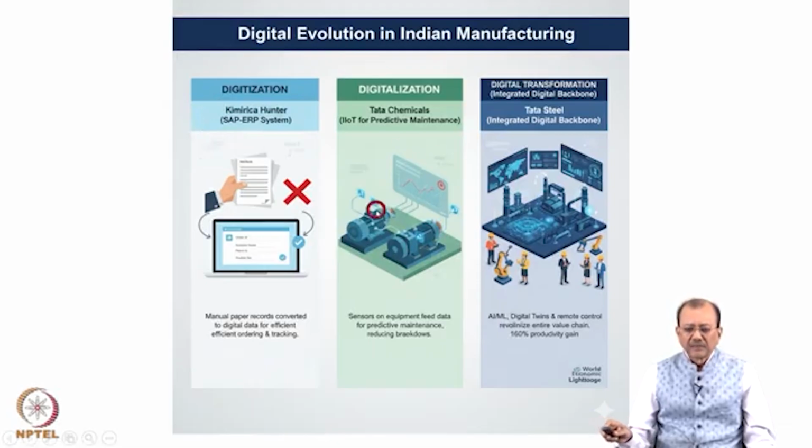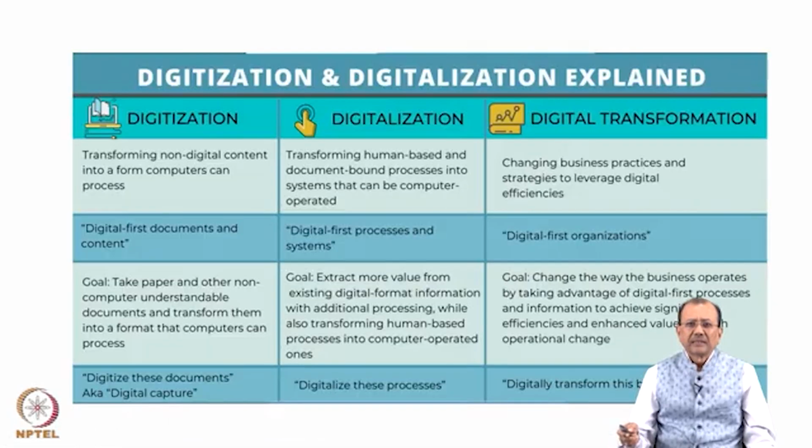What is digitalization? Digitalization is to transform human-based, document-bound processes into a system that can be computer operated. It means earlier we had discrete systems. One system was for sales, another system was for inventory, a third system was for supplies, a fourth system was for human resources. They were not integrated. With the help of ERP, enterprise resource planning like SAP or Oracle, we have integrated all these systems.